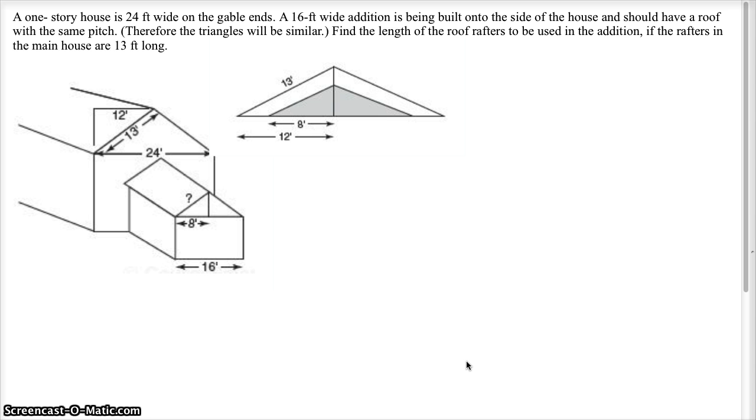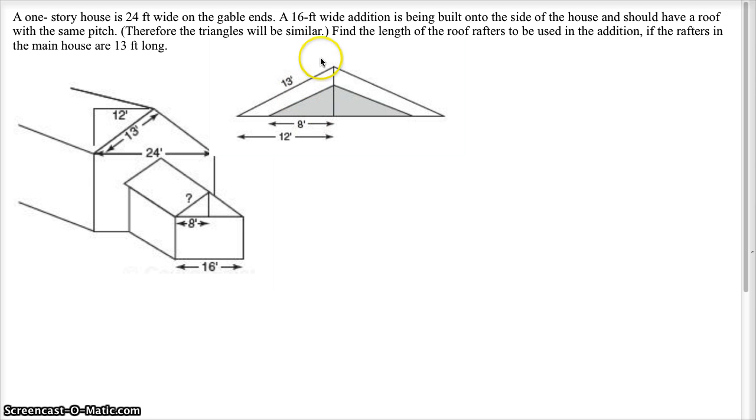Find the length of the roof rafters to be used in the addition if the rafters in the main house are 13 feet long. Okay, so here's where we're going to have the same pitch. All this is saying is if I go 12 feet this way, I'm going to go the exact same number of feet up or down here. That same idea would work over here. If I come over 12 feet, when I come down to here, I proportionally have gone this same distance. So they want to have the same pitch.